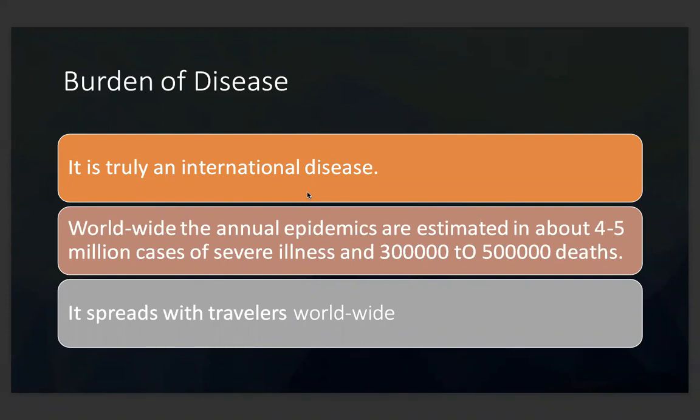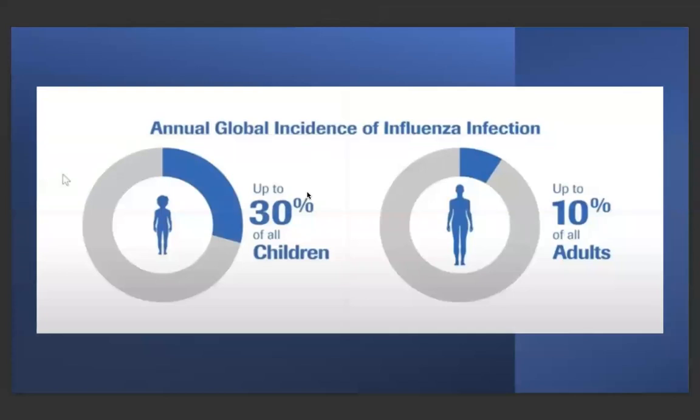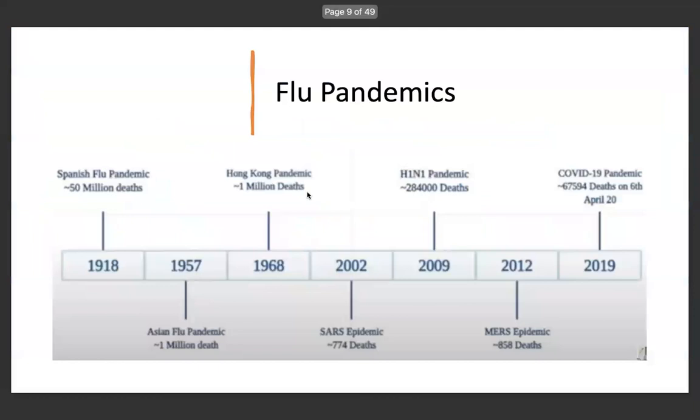Worldwide, the annual epidemics are estimated at about 4 to 5 million cases of severe illness and 3 lakh to 5 lakh deaths. It spreads with travelers worldwide. Annual global incidence of influenza in children is up to 30% and in adults it's up to 10%.